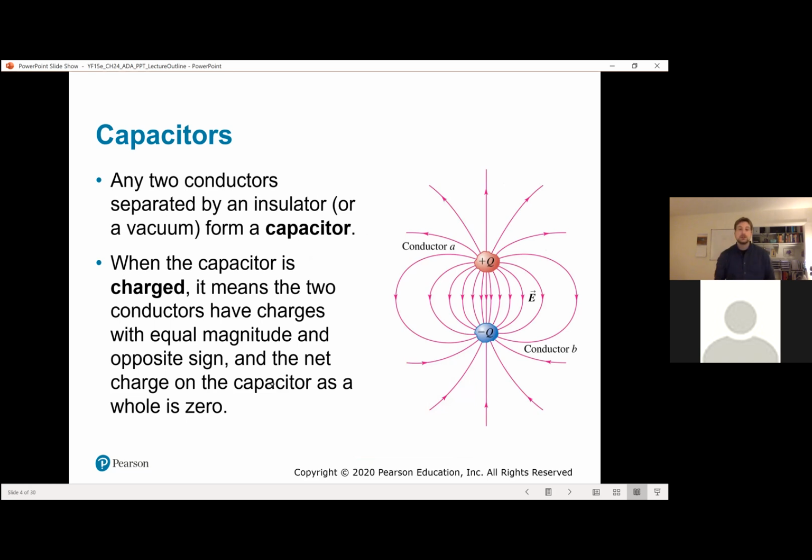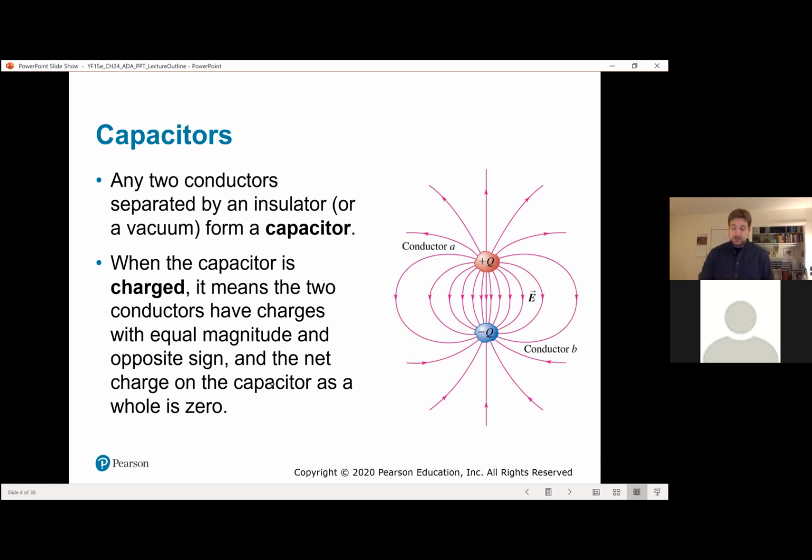Any two conductors separated by some non-conductive thing like a vacuum or an insulator is technically a capacitor. If we're talking about a charged capacitor, then these two conductors in our convention, when we say the capacitor is fully charged, what we mean is that the one has a magnitude charge and the other has the same magnitude of the opposite sign, so that the net charge on the capacitor together is 0.